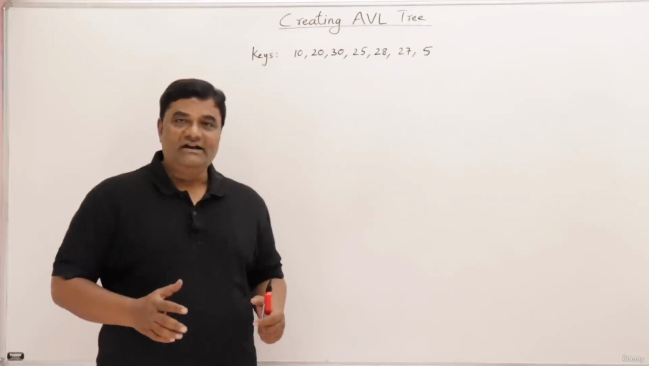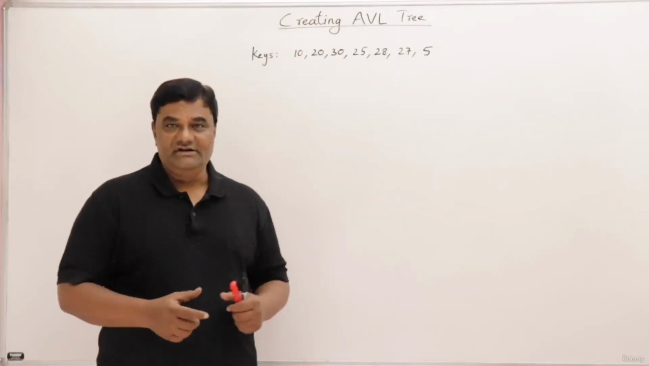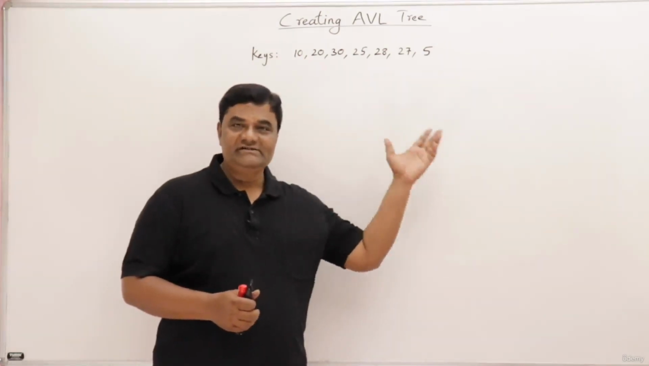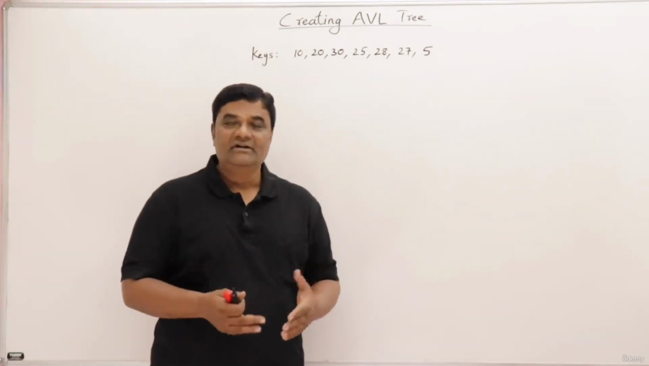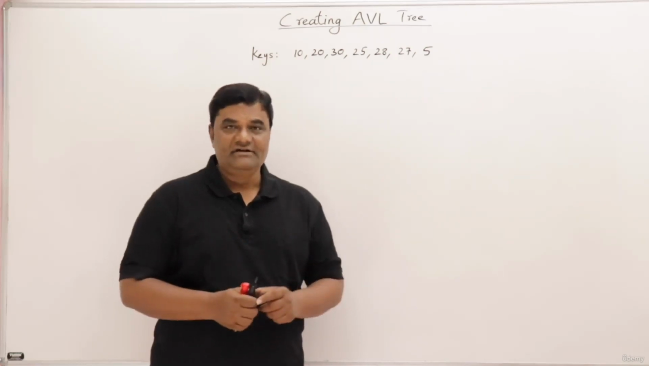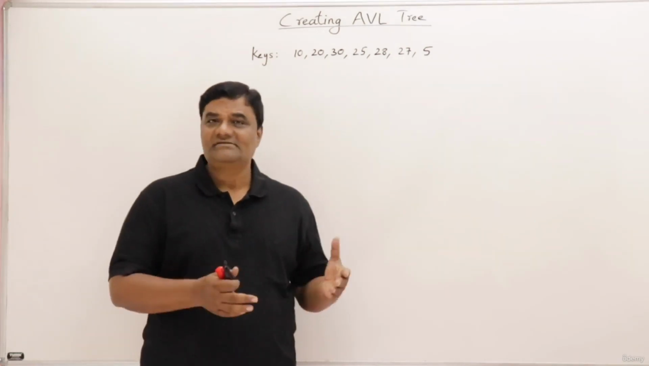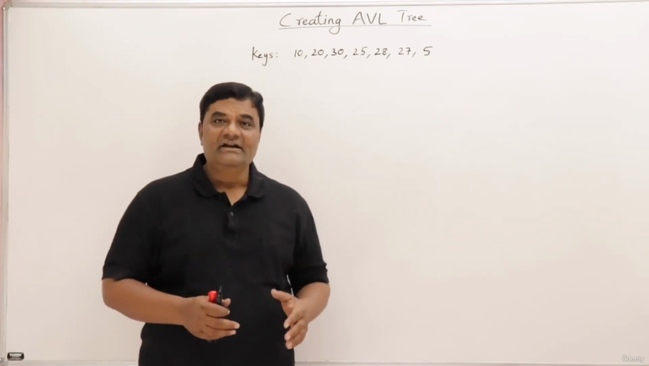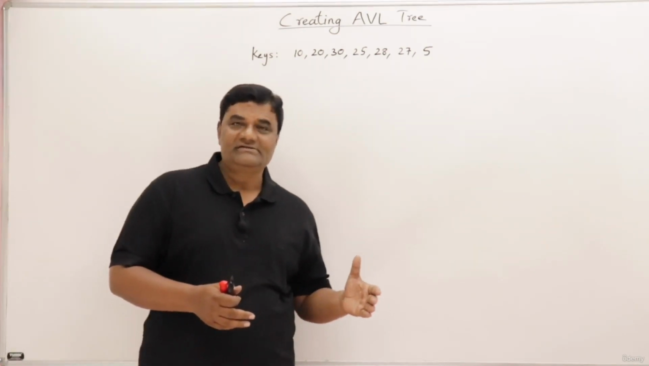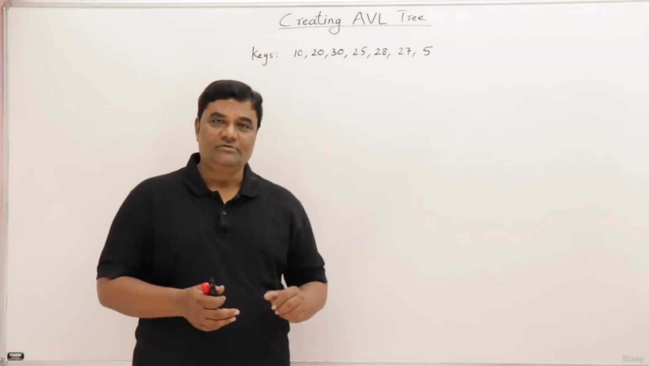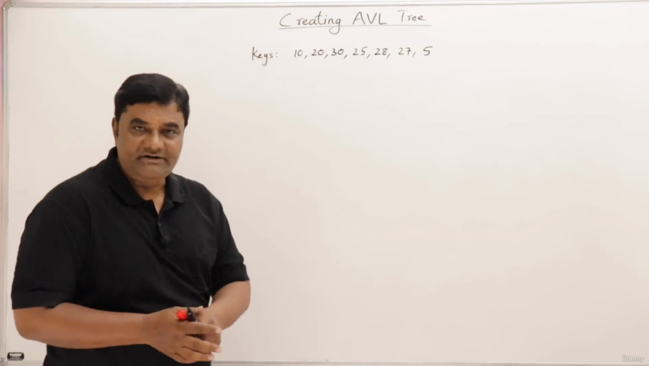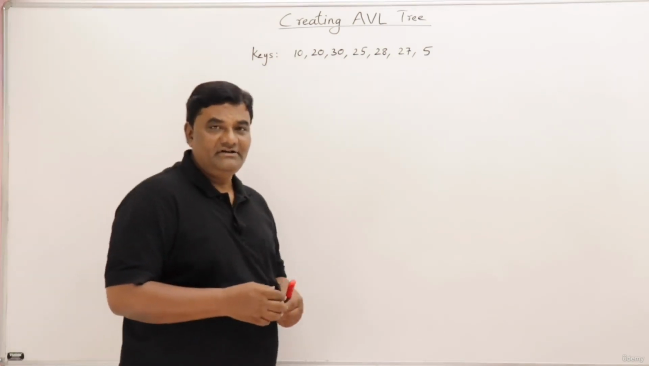In this video, let us look at how to create an AVL tree. I already have a set of keys here. Using these keys, I have to insert them one by one and generate an AVL tree. The process is the same as a binary search tree, but we also have to calculate balance factors. If any node is becoming imbalanced, then we have to balance that node. So let us start by inserting these keys one by one and generate the AVL tree.